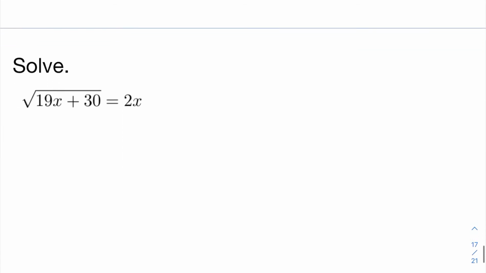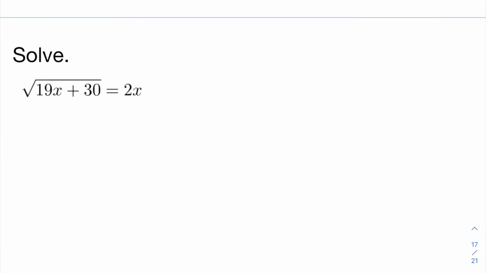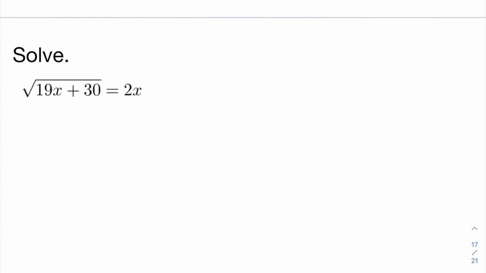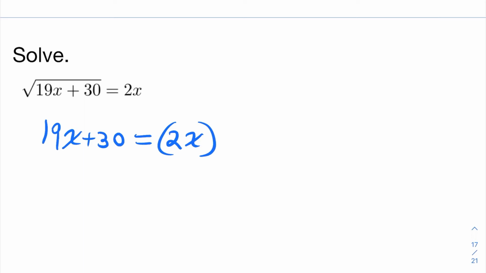Let's try another one. So even if the thing that's on the other side of the equation is not a constant but has a variable in it, as long as we isolate one of the radicals in the equation, we can actually get rid of that radical using that rule. The rule says that if I want to get rid of the radical and just write 19x plus 30, then I have to raise the other side of the equation to the power of the index of the radical, which once again is 2 since there's no index written. So I'll get this equation, which is 19x plus 30 is equal to 4x squared.